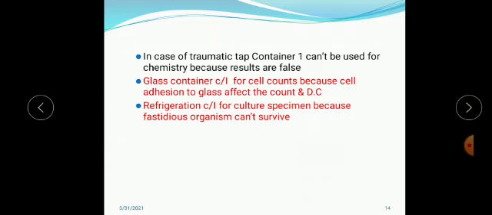The glass container is contraindicated for cell counts because cell adhesion to glass affects the cell count and differential count. Refrigeration is also contraindicated for culture specimens because the fastidious organisms which cause meningitis cannot survive refrigeration, and that will give a false negative result.